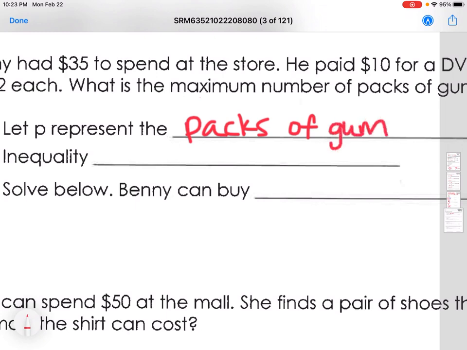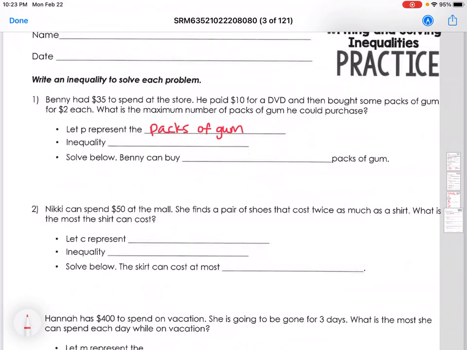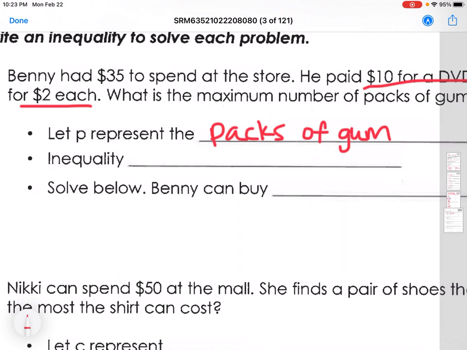Okay, and now I need to figure out my inequality. So I know Benny is paying $10 for a DVD, and then his packs of gum are $2 each, but I don't know how many packs of gum he's purchasing. But I know they each cost $2. So each pack of gum costs $2, so 2 times P, plus the $10 for the DVD. And I know he only has $35 to spend, so my total has to be less than or equal to 35.